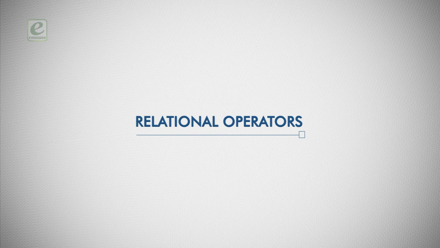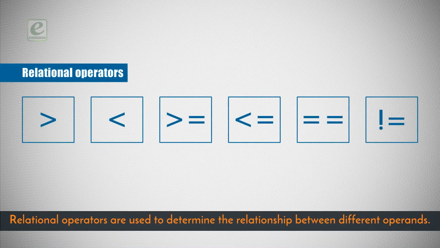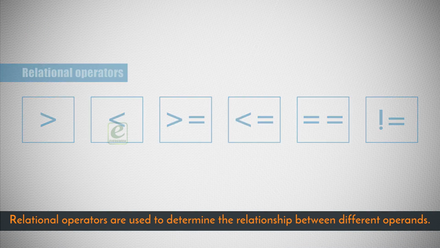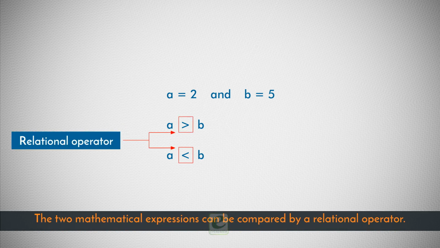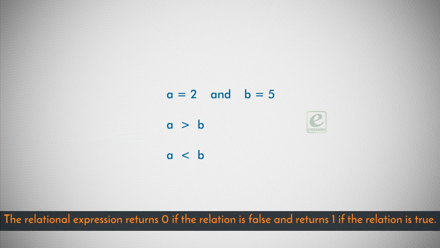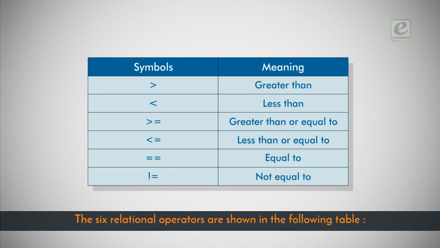Relational operators. Relational operators are used to determine the relationship between different operands. These are used in the work of comparison also. Two mathematical expressions can be compared by a relational operator. The relational expression returns 0 if the relation is false and returns 1 if the relation is true. The 6 relational operators are shown in the following table.